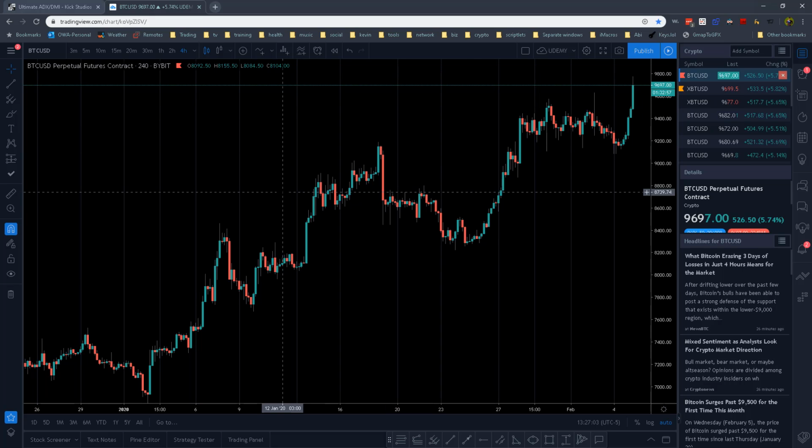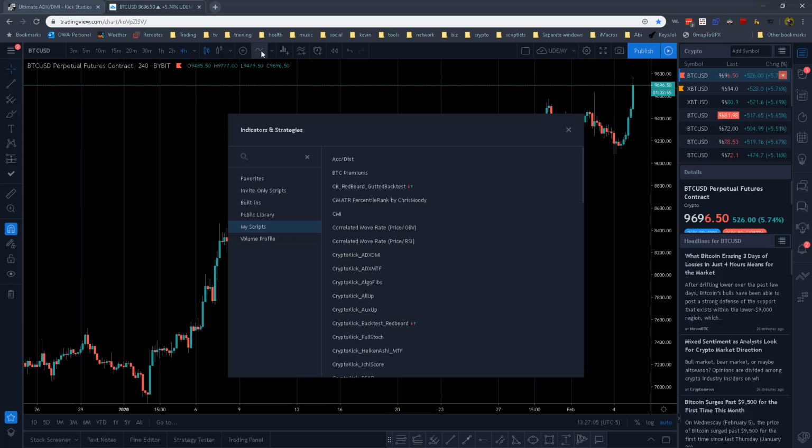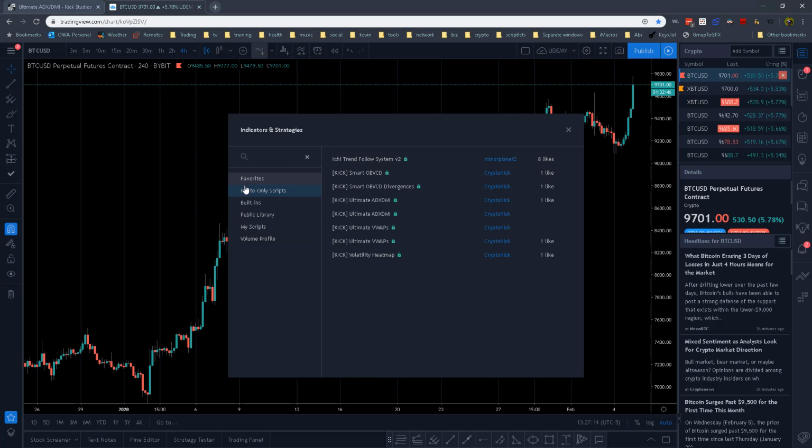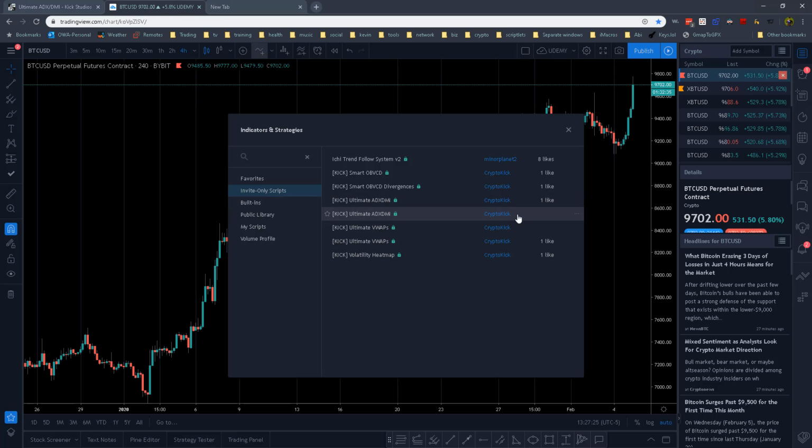To add this indicator, first of all, I'm going to come up here to my add indicators. And if you've requested a trial or if you've actually purchased this indicator, it'll appear here in your invite-only script section. Another way that you can access it, which is one that I recommend, is if you were to go to the actual page for this indicator.